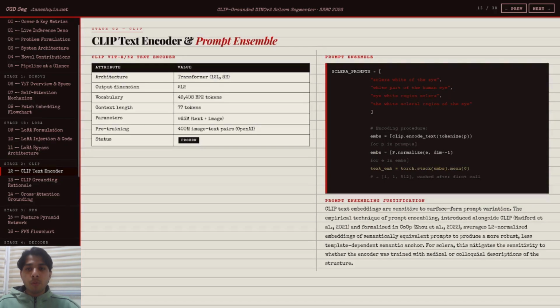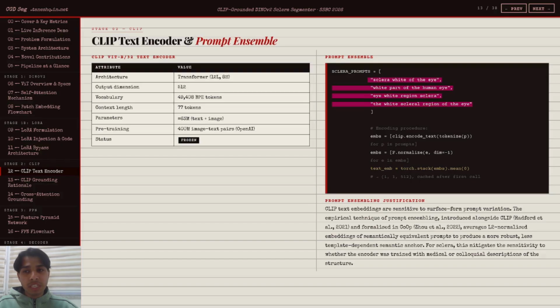CLIP is a model from OpenAI that was trained on 400 million image text pairs, essentially learning to connect what things look like with what words describe them. We are using only its text half here. We give it 4 different ways of describing the sclera in plain English, things like white part of the human eye. All these four sentences are hard-coded, and it converts each description into a vector of numbers. We then average those 4 vectors to get a single stable semantic anchor representing the concept of sclera. The code block on the right shows this process: encode, normalize, average, cache.